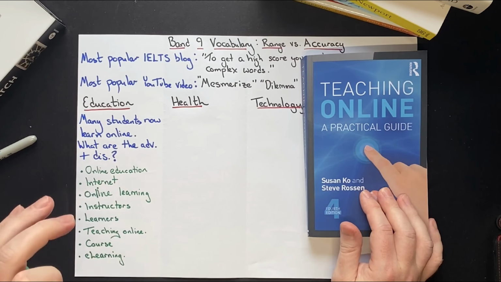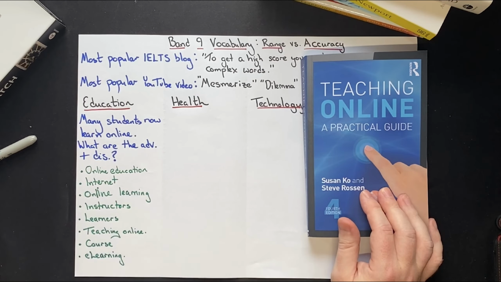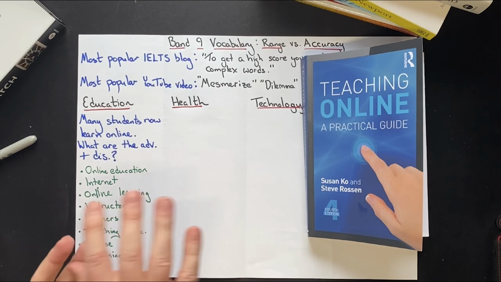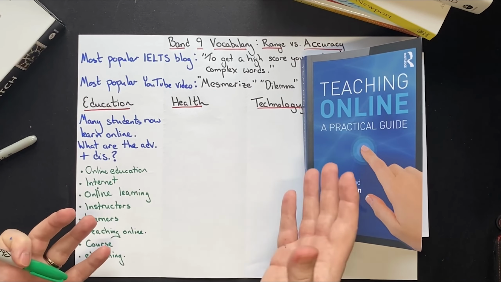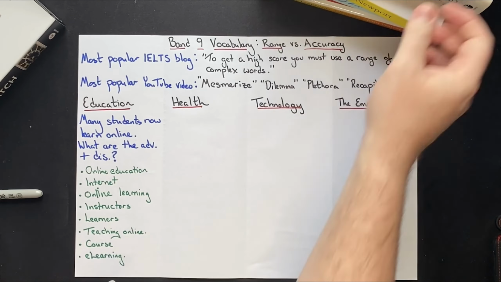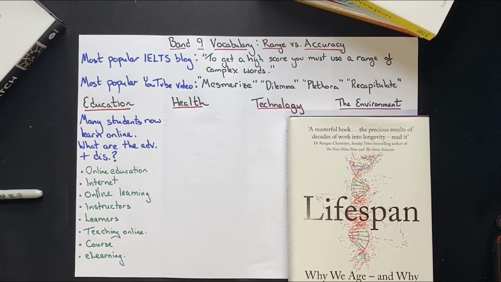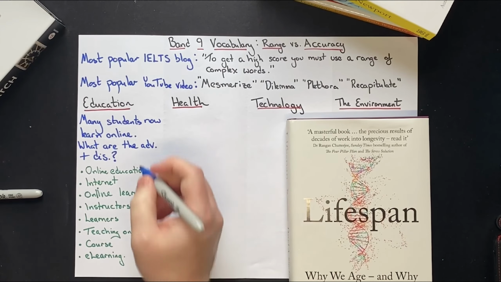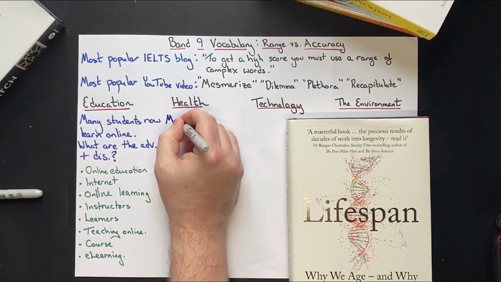So at IELTS Advantage, on our VIP course, we do not give students a list of complex words. What we do is something completely different, and we're going to show you that at the end of this lesson. So let's look at the topic of health, and let's look at another book called Lifespan. It is about why we age and why we don't have to.